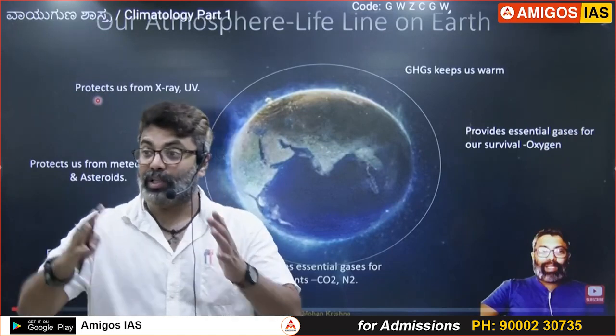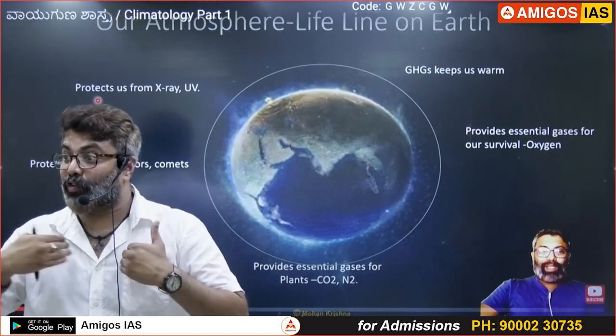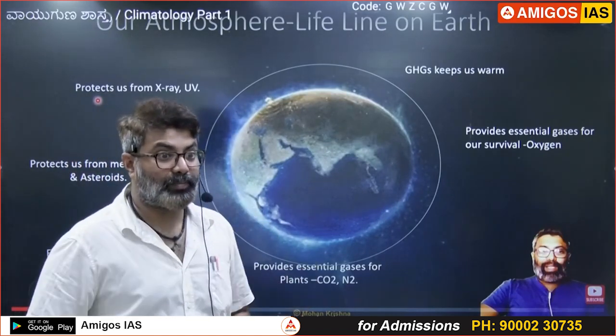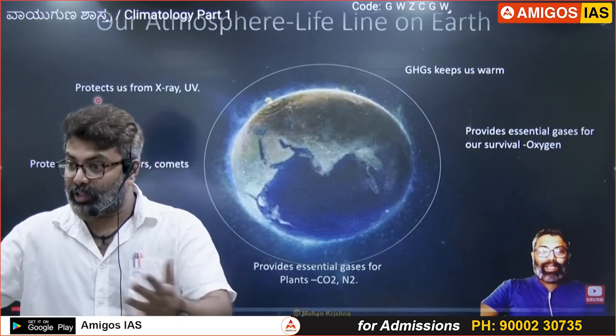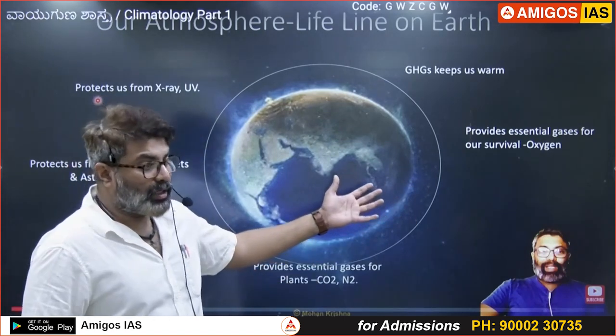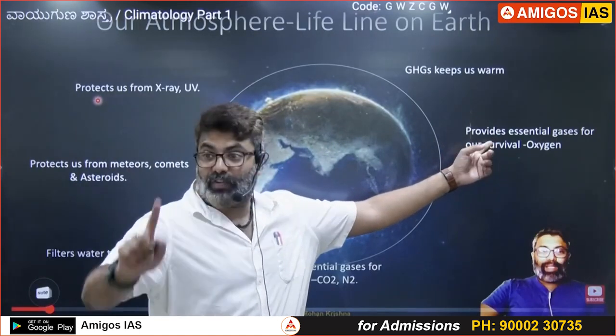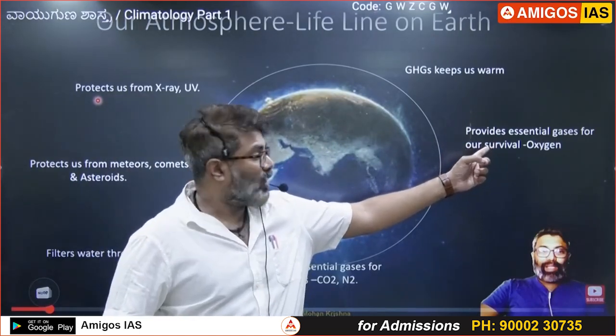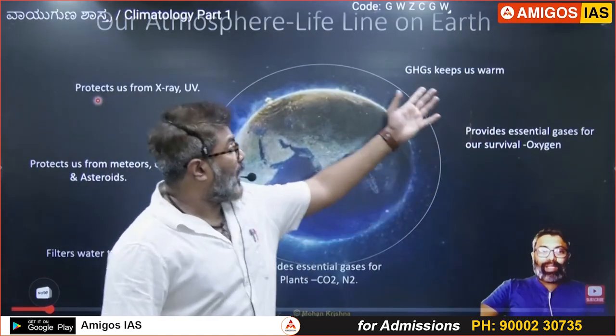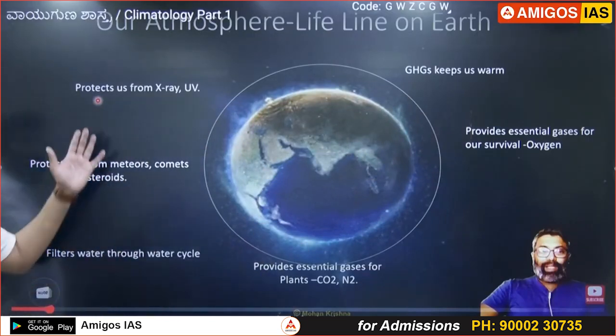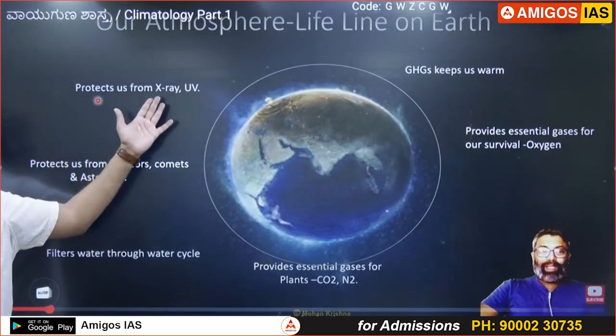That is the reason we say atmosphere is the lifeline, because it has a lot of gases which are very crucial for our existence. For example, oxygen, carbon dioxide, nitrogen. These are all very crucial for our survival. So our atmosphere provides us essential gases for our survival. That is the first importance. And also our atmosphere protects us from harmful rays from the sun.